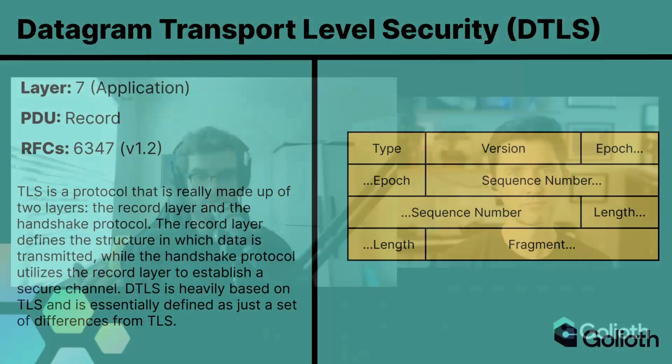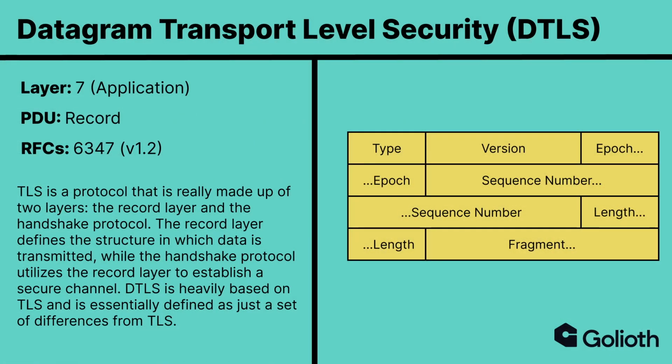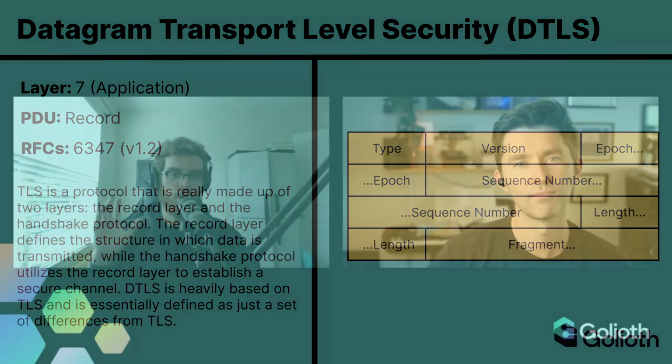DTLS is the sibling protocol there, and it establishes a secure channel over UDP. We already mentioned that UDP is a connectionless protocol, so some of that state we have to maintain up in the DTLS level. So it adds a little bit more complexity, but the bottom line is we're just trying to ensure that all of the data you send from your device to the cloud is over a secure channel.